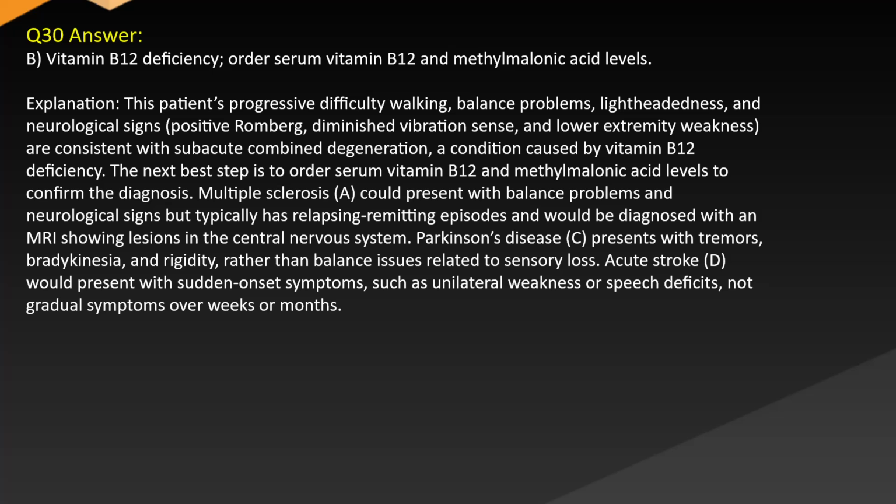Multiple sclerosis could present with balance problems and neurological signs, but typically has relapsing-remitting episodes and would be diagnosed with an MRI showing lesions in the central nervous system. Parkinson's disease, C, presents with tremors, bradykinesia, and rigidity, rather than balance issues related to sensory loss. Acute stroke, D, would present with sudden onset symptoms, unilateral weakness or speech deficits, not gradual symptoms over weeks or months.